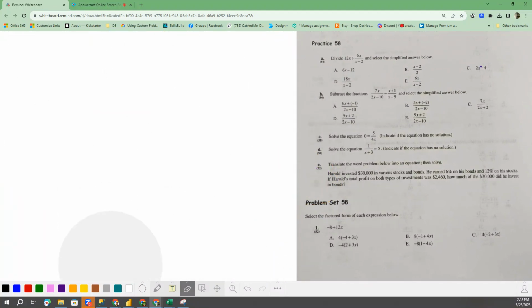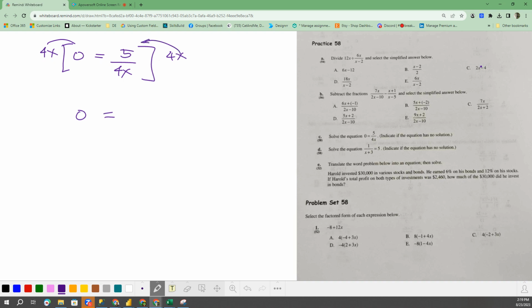All right, letter C. Solve the equation. We have that equation. Indicate if the equation has no solution. Okay, so 0 equals 5 over 4x. If you just solve this, you will have to multiply this one by 4x, right? Multiply by 4x, multiply by 4x. Because that 4x is your denominator, when you multiply this, that becomes 0. And you multiply this, that becomes 20x, okay? Now you divide this one by 20, and you divide this one by 20, and then you would say x equals 0, right? You would say that.